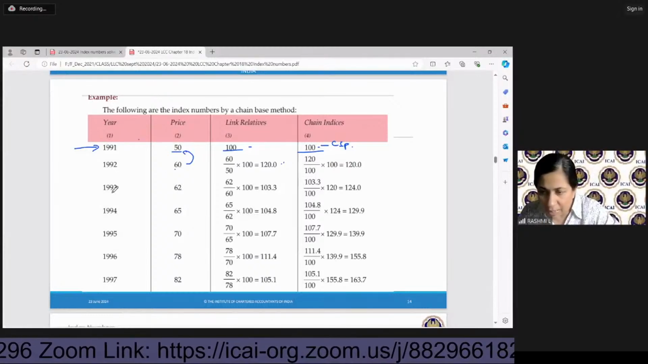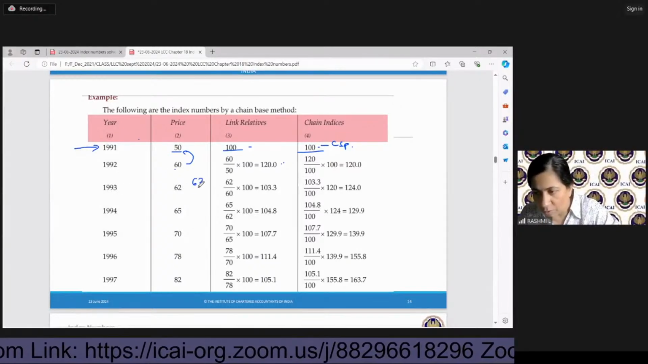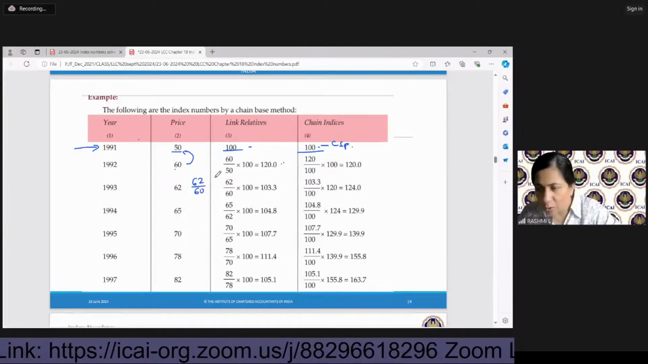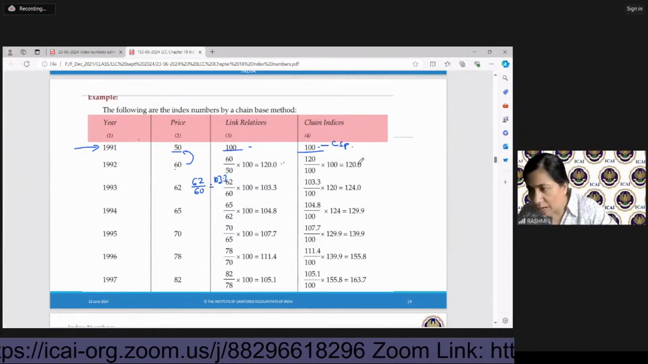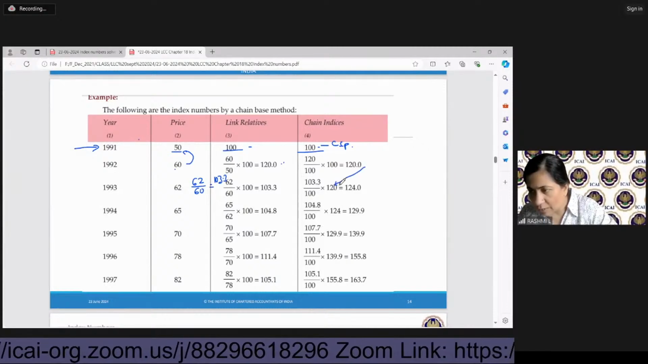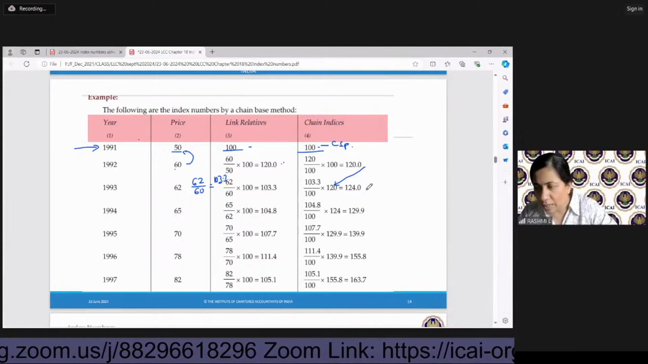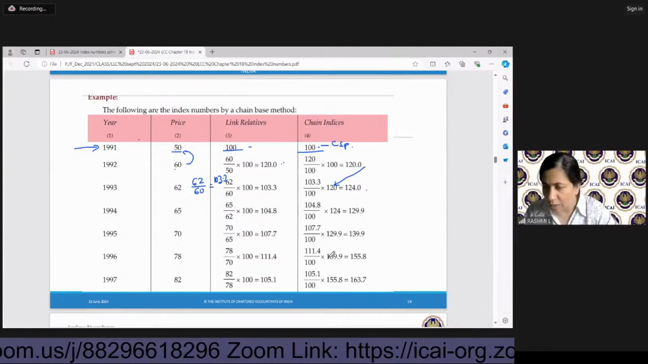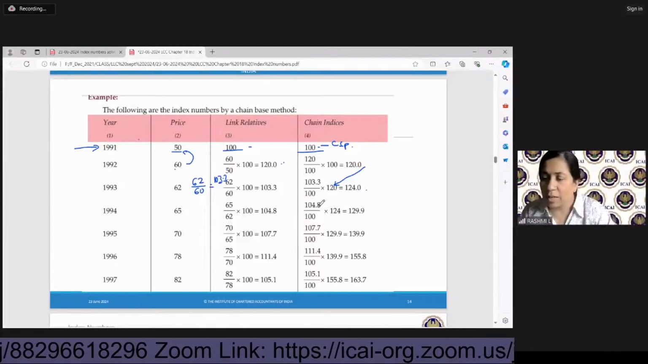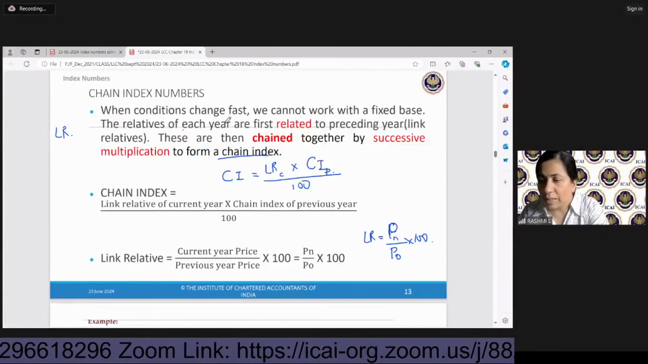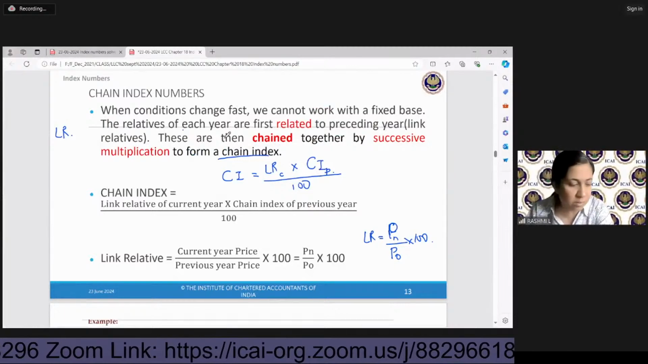Now what happens in 1993? I will have 62 upon 60, which is equal to 103.3. Now I take this 103.3 and use it. This 120 is coming from here. 103.3 upon 100 into 120, and I get this value, and so on and so forth. This way, when conditions change fast, we don't work with a fixed base, but the base changes.